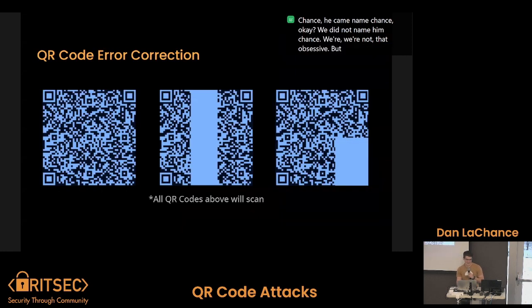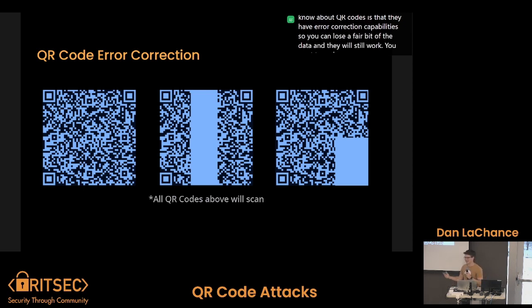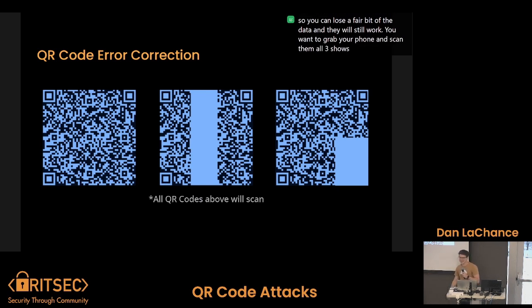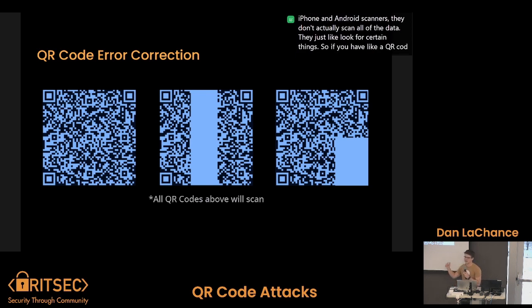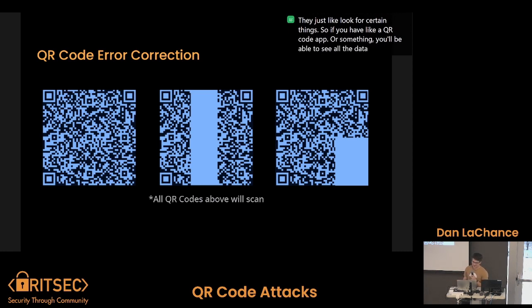But yeah, so one thing that most people probably don't know about QR codes is that they have error correction capabilities. So you can lose a fair bit of the data and they will still work. If you want to grab your phone and scan them, all three should scan. It's just going to give you an invalid number because iPhone and Android scanners don't actually scan all of the data. They just look for certain things. So if you have a QR code app or something, you'll be able to see all the data. So all of them will scan.